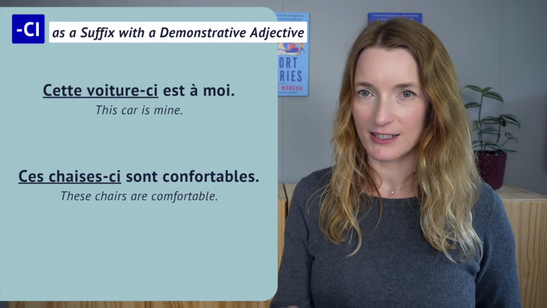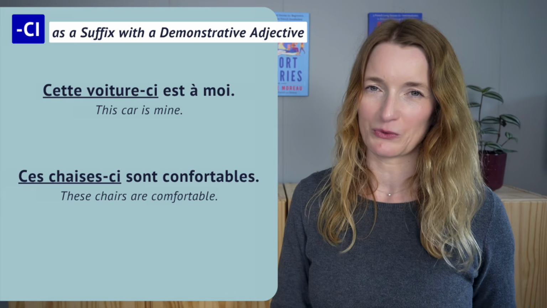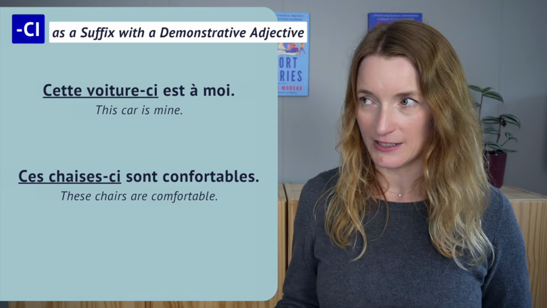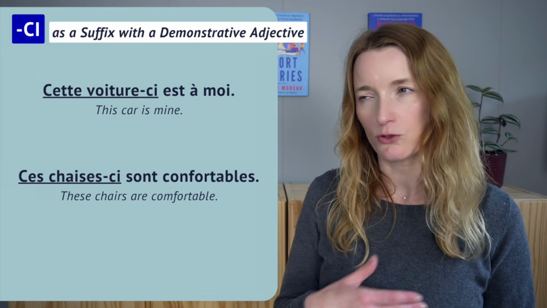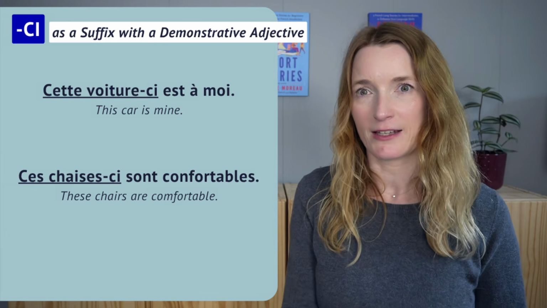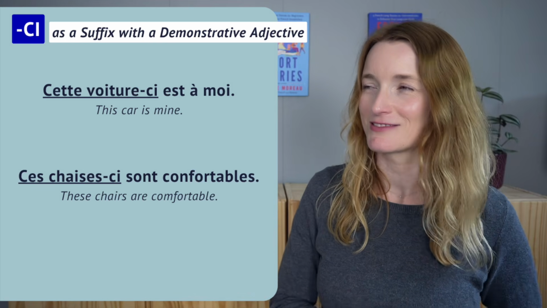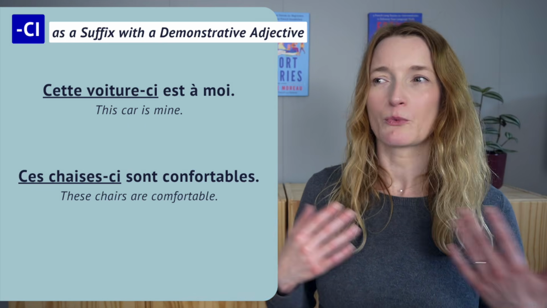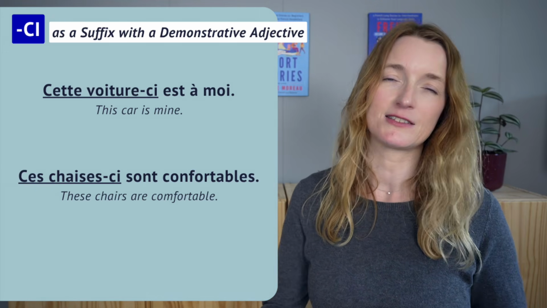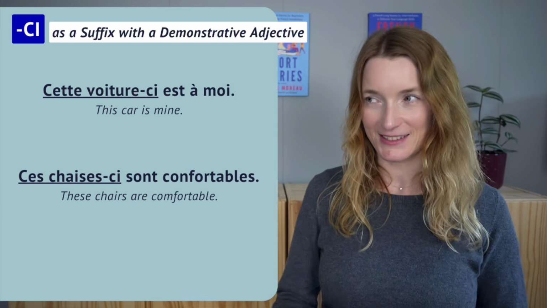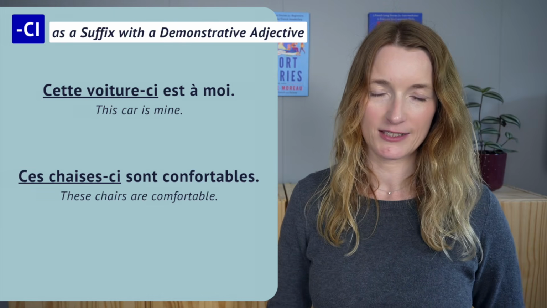Ces chaises-ci sont confortables. So if we remove the ci, ces chaises sont confortables, we don't know if we're talking about these chairs or those chairs. It can be any, not that it's a huge issue. Really, at the end of the day, the difference is slim. But if we want to have good grammar, we are going to add ci to show that it's these ones. Ces chaises-ci sont confortables. So that's ci with a demonstrative adjective.